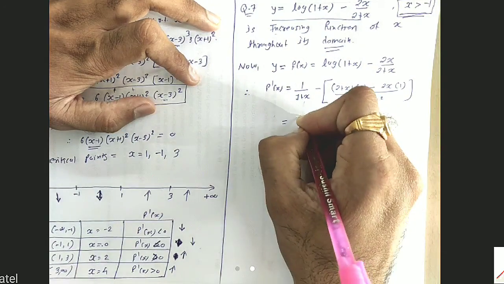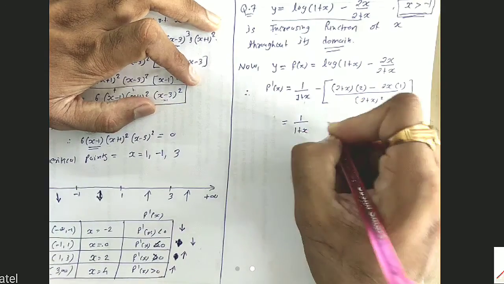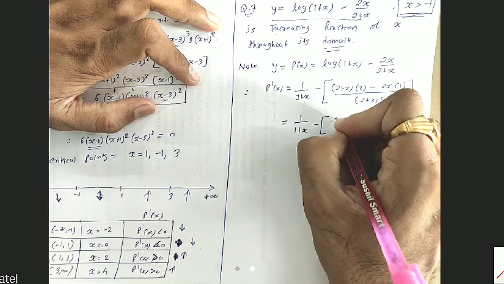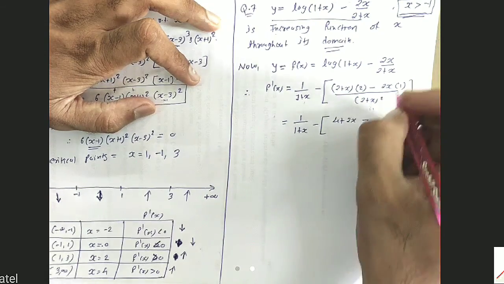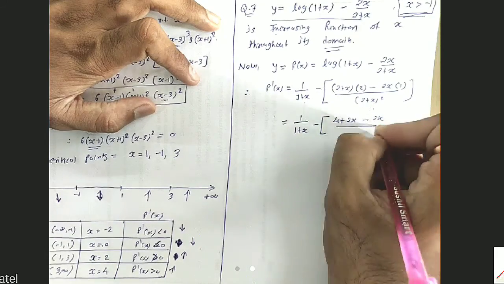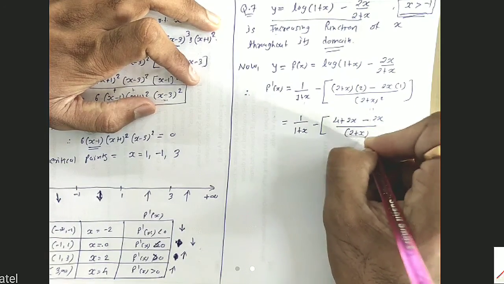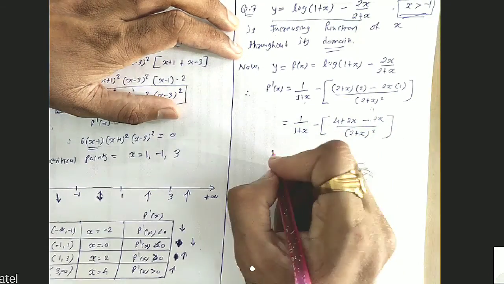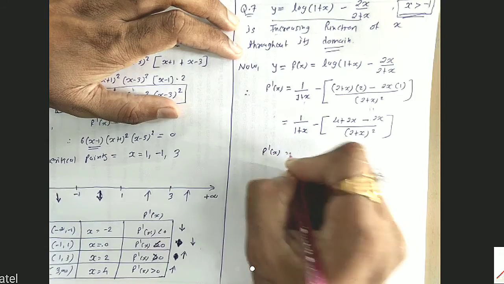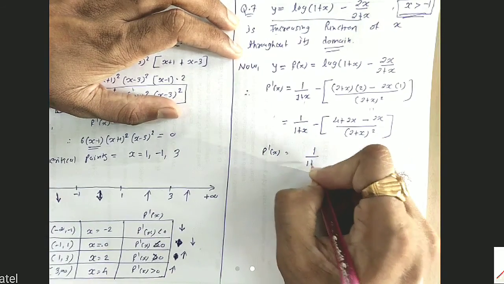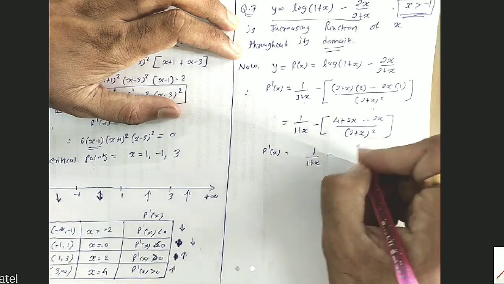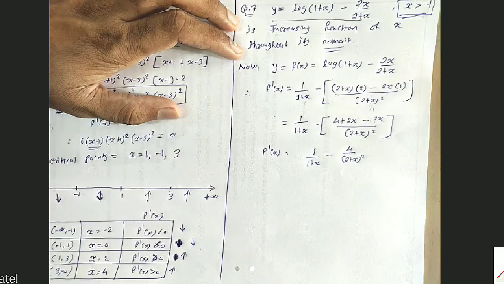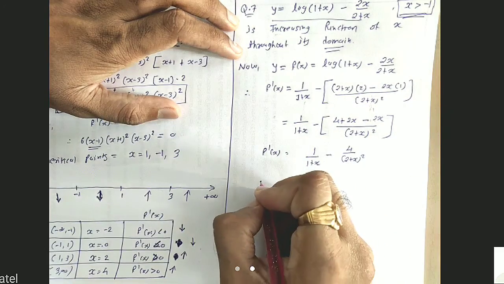Simplify this. So this is equal to 1 upon 1 plus x minus, this is 4 plus 2x minus 2x, and whole divided by 2 plus x whole square. Now plus 2x minus 2x will be cut. So f dash x equal to 1 upon 1 plus x minus, what will this be? 4 upon 2 plus x whole square. Then cross multiply this.